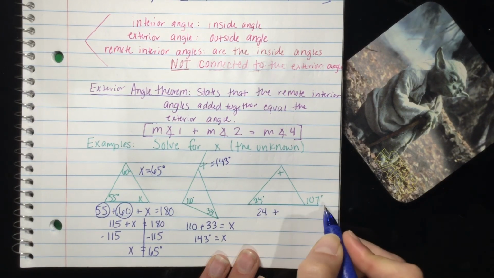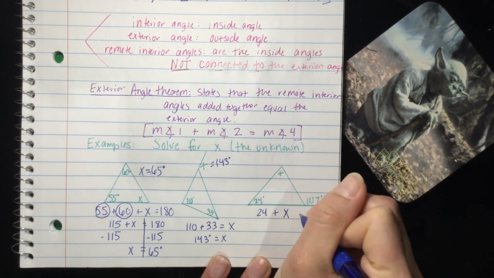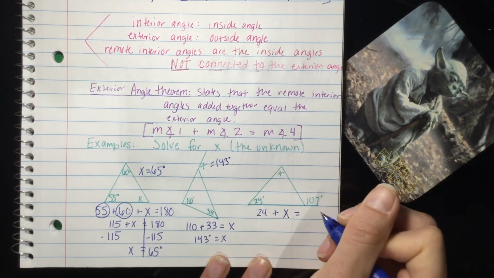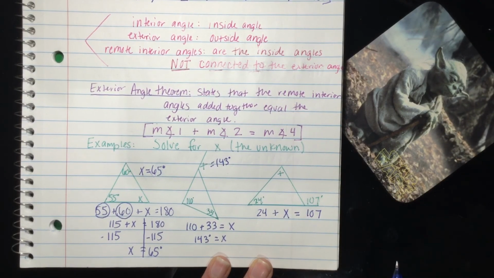What are we adding? Are we adding 107? Or are we adding x? Yeah, we're adding x. And what does it equal? 107. Okay, so this is just a one-step equation.